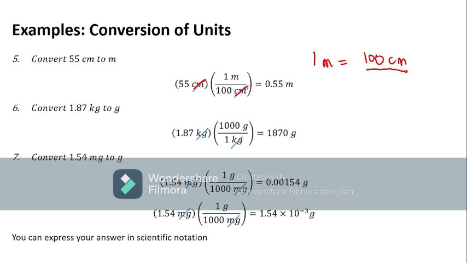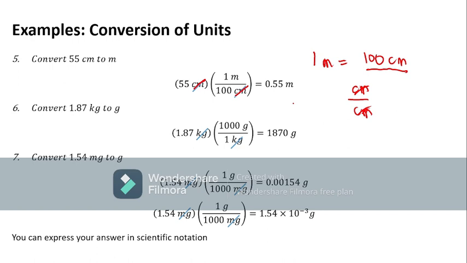Cancel the unit. It's like centimeter over centimeter. Cancel po to. Di ba para siyang 1? So, magka-cancel out siya as 1. So, ang matitira na lang kasi sa atin dito is in terms of meters. So, the answer is 0.55 meters or 0.55 meter.